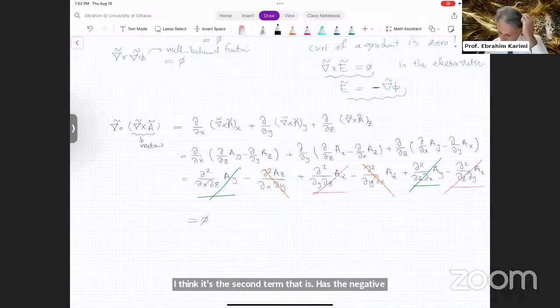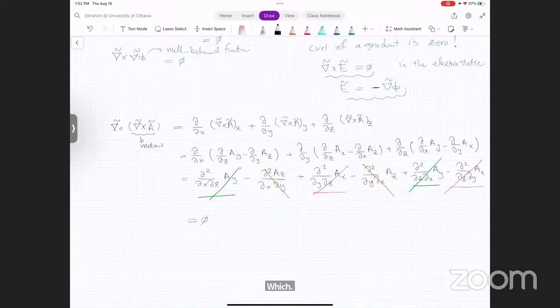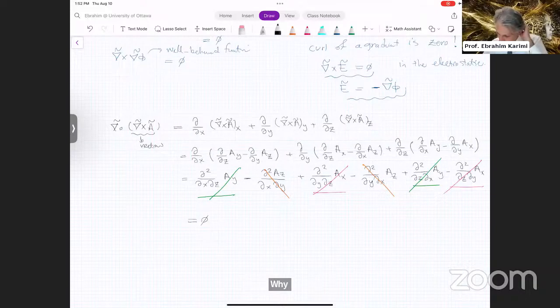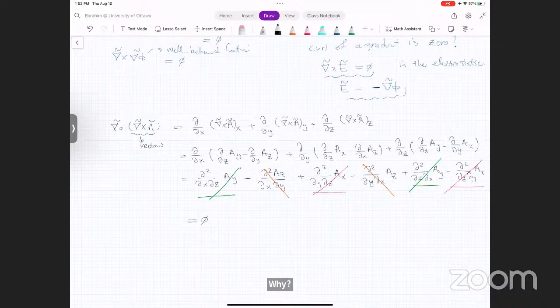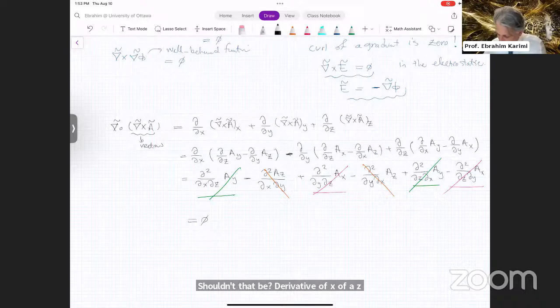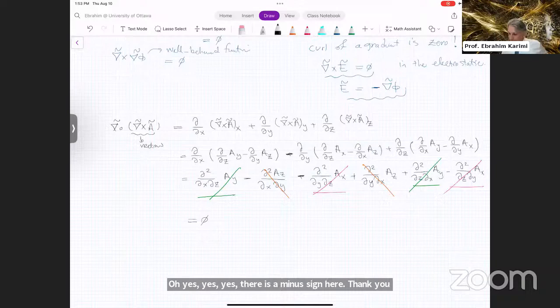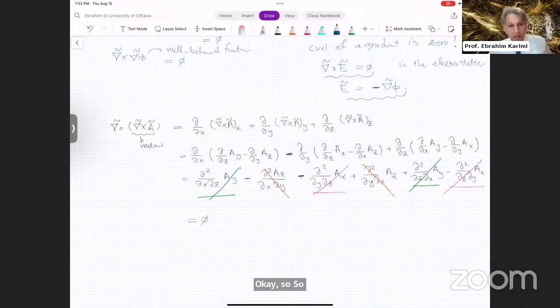Which term? The curl of A y. Curl of A y, okay. Shouldn't that be derivative of x of Az? Oh yes, there is a minus sign here. Thank you. Thank you very much. Yes. Okay, so the result will be equal to 0. What else?